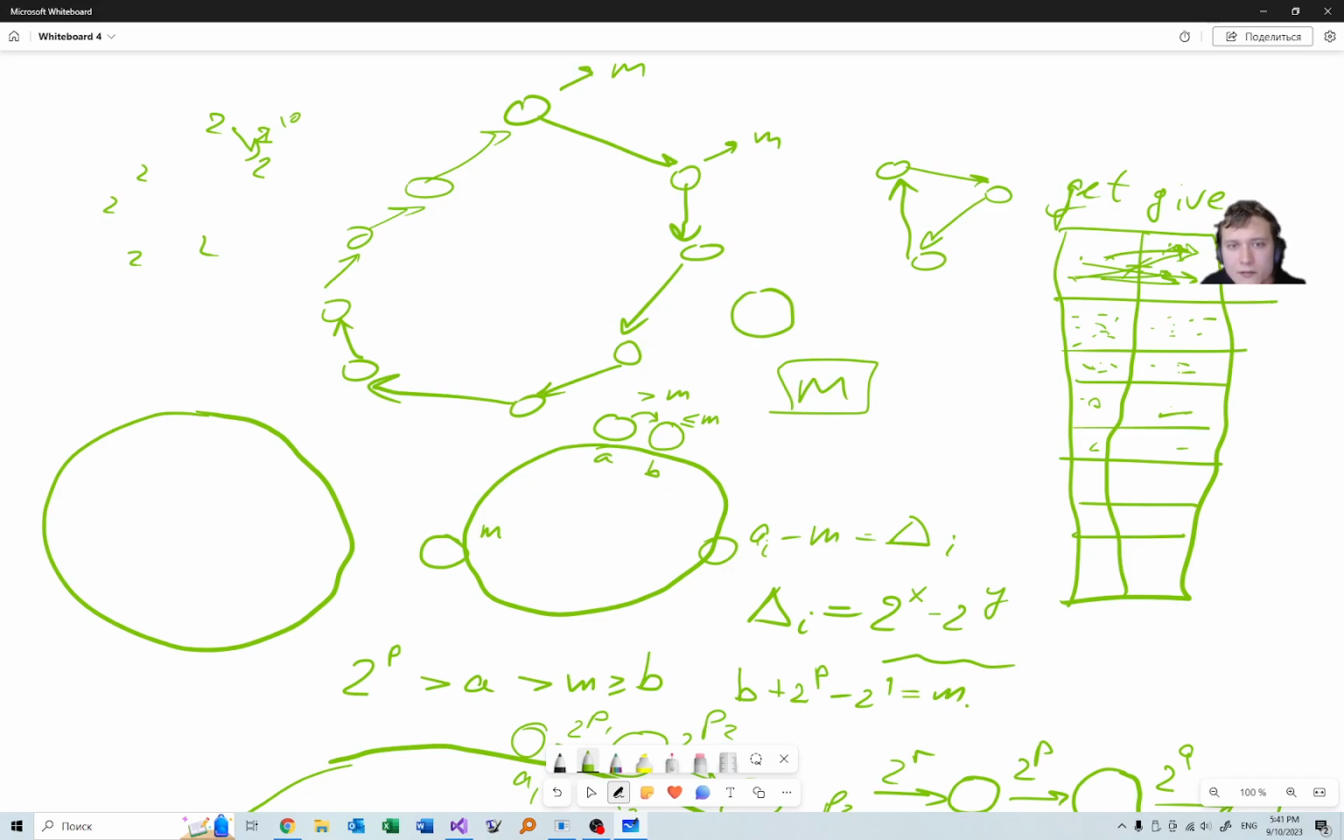Okay, maybe we can do it like this. So we have A, and we need to make it M. So A minus 2 to the P plus 2 to the Q is M. Then let's assume that A is greater than M. Then A minus M equals 2 to the P minus 2 to the Q. Yes, so A minus M is at least 2 to the P minus 1.